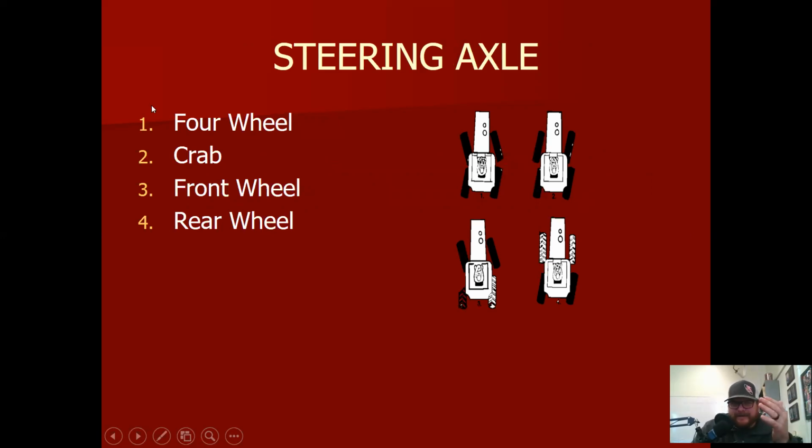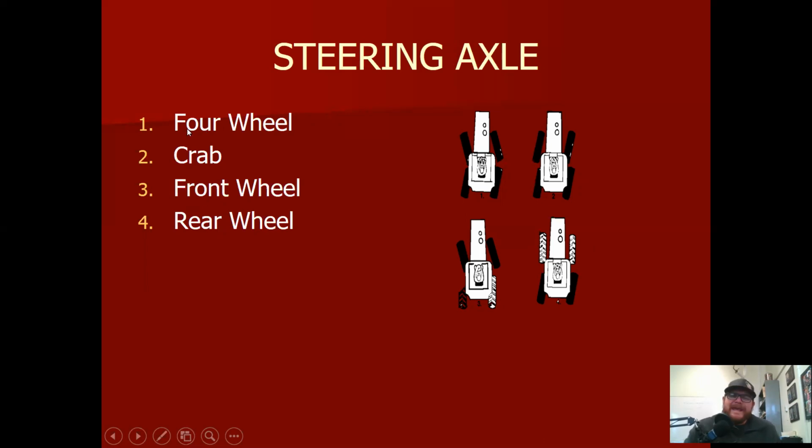So we've got numbers, right? 1, 2, 3, 4. We've got four-wheel, crab, front wheel, rear wheel. And then we've got some pictures on the side, and it's kind of hard to see these things. These are pictures that are pulled from your book. We've got number 1 right here, number 2 right there, number 3, and then number 4. Again, this picture is not the greatest because it is pulled from the book.